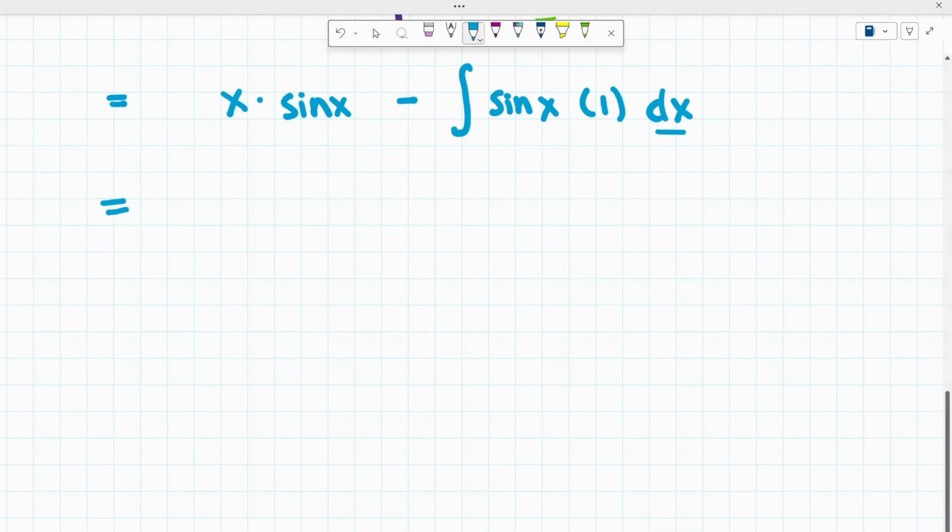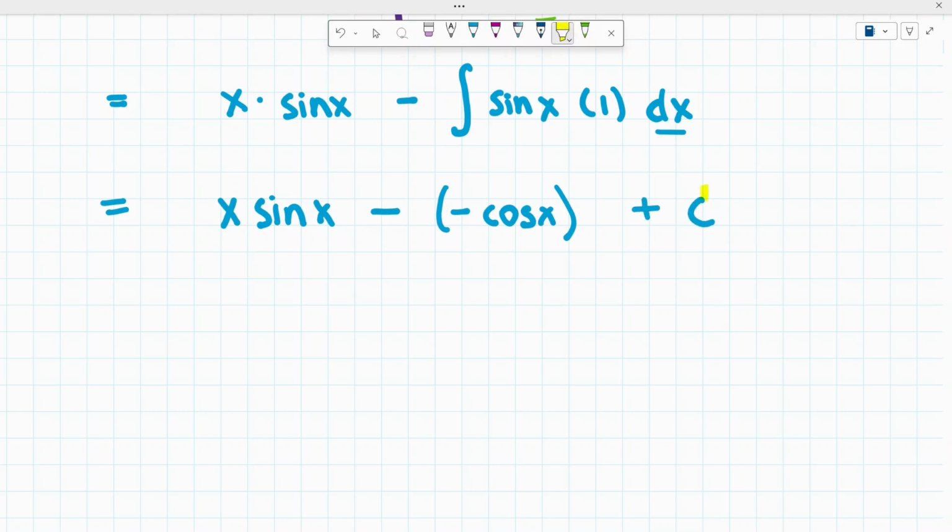So if we continue along, we will end up here with x sine x minus, what is the integral of sine? Well, that is simply negative cos x. And then since this was an indefinite integral, we did not have definite bounds. We have to make sure that we always add the plus c, our constant of integration. So make sure you don't forget that.